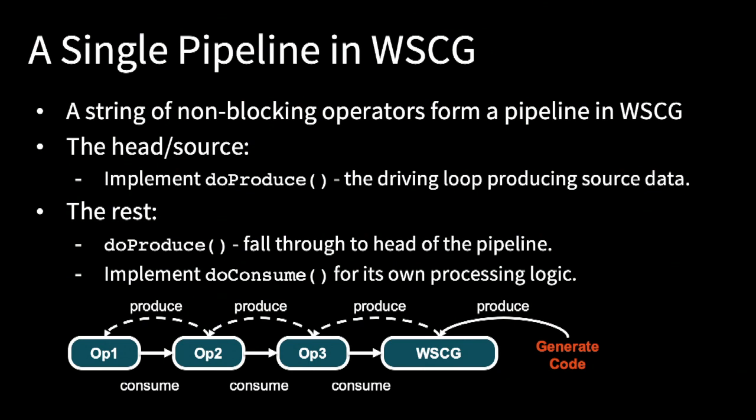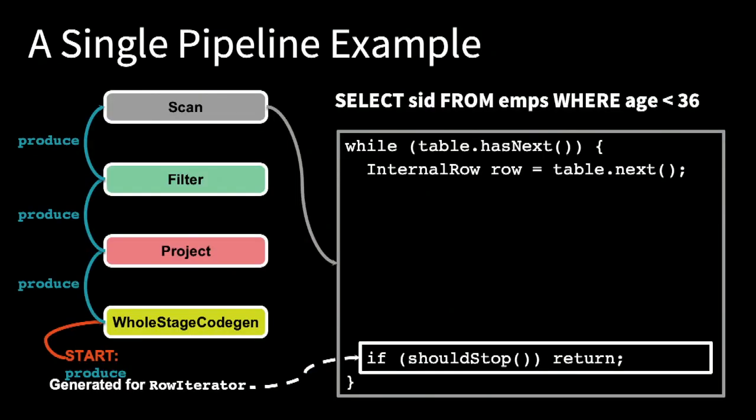The source node, in turn, generates a loop outputting the source data. Then it calls the consume method on its downstream node. And each downstream node generates its own consume logic and passes it on to the next node. And it goes all the way till it hits back at the very last node, the whole stage codegen node again, which will generate a return statement. So let's look at this example, which gives you a better idea of how this whole thing works.